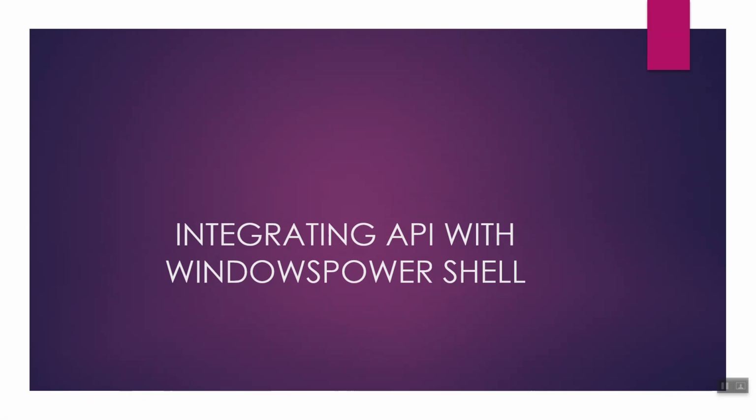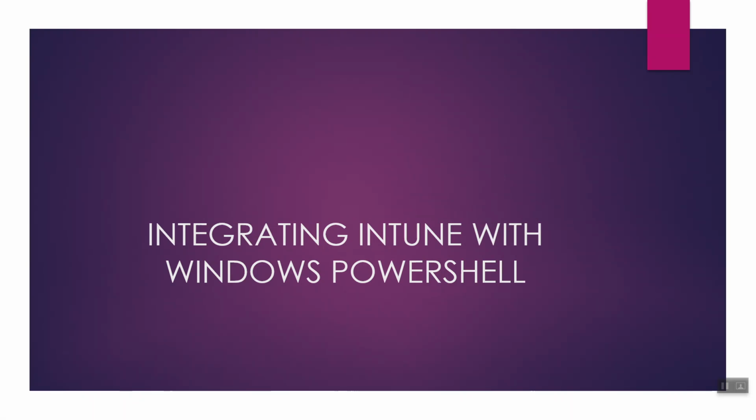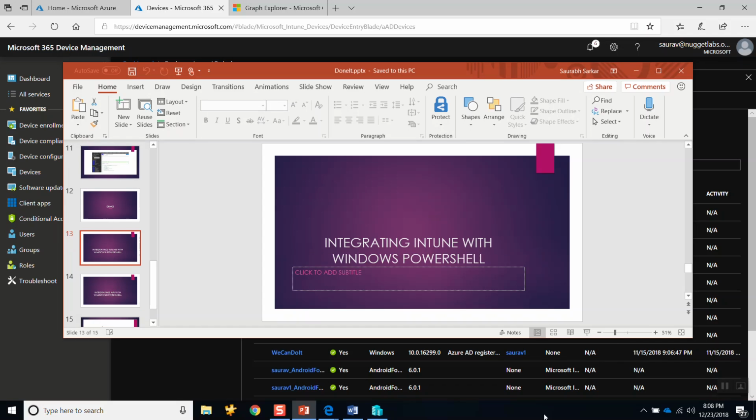So the REST API calls that we were making using the Graph Explorer, as I said, Graph Explorer cannot do automation. So those REST API calls were one at a time. If we want to make 100 API calls at a time, how do we do that? We use Windows PowerShell. So we have to integrate Windows PowerShell with the API. But before we come to that, I want to show you guys this first. I want to integrate Intune with Windows PowerShell. Okay, so how do we integrate Intune with Windows PowerShell?